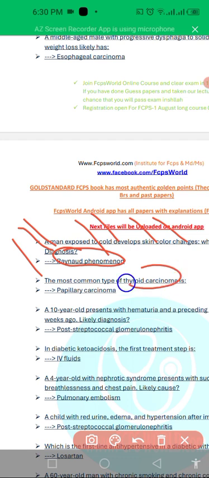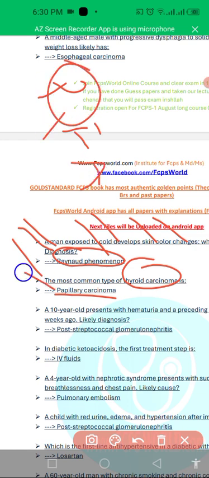The most common cause of thyroid carcinoma is papillary carcinoma. There are three types: papillary, follicular, and anaplastic. Papillary carcinoma is the most common type of thyroid cancer.